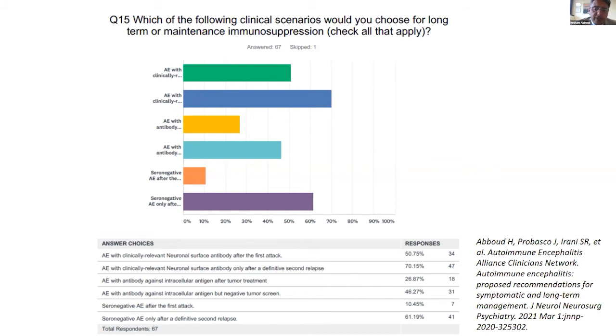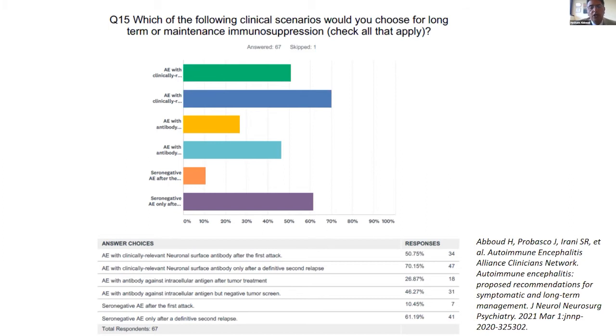What was more divisive was the use of long-term immunosuppressive therapy in paraneoplastic encephalitis. As you can see, if a tumor was found and treated, only about 25% of clinicians indicated they would use long-term immunosuppressive therapy in that situation.